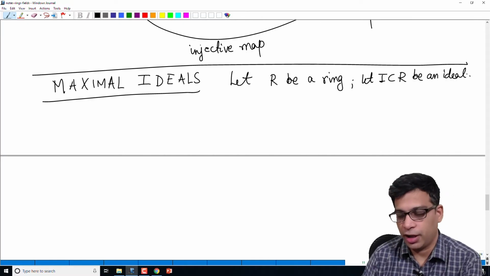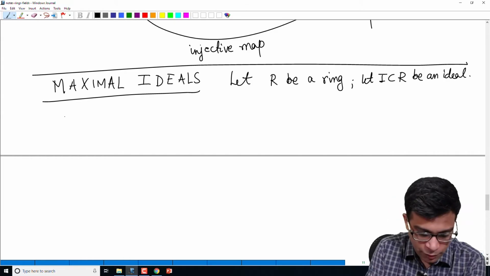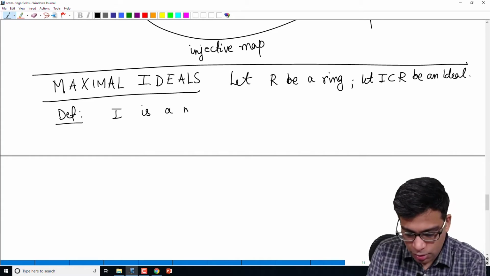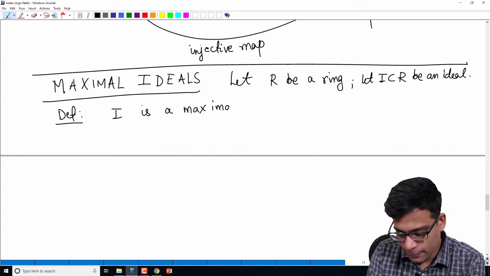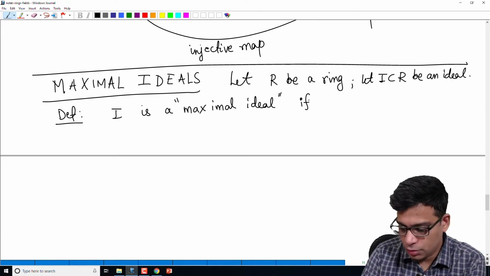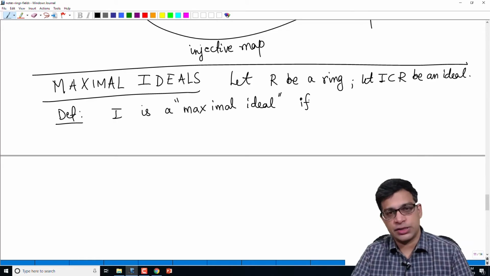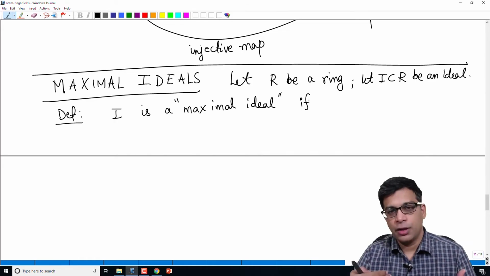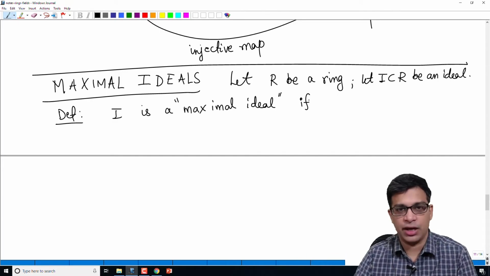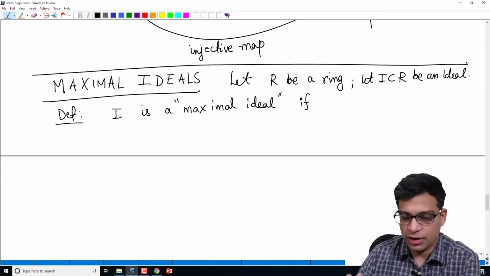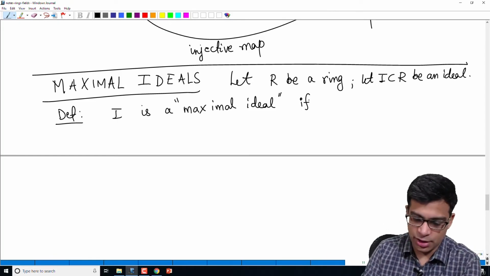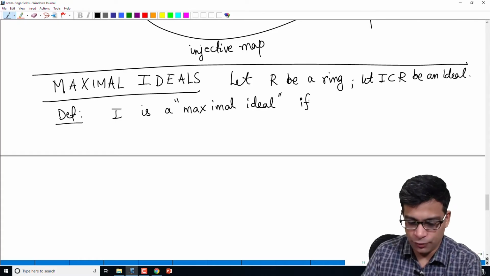So let R be a ring, let I be an ideal in that ring R. We say that I is a maximal ideal if there is no bigger ideal. But there is always one bigger ideal: if I is a proper ideal, you can always consider R as an ideal that's bigger than I, but that's a trivial case, so we don't want to consider that. So maximal except for the full ideal.